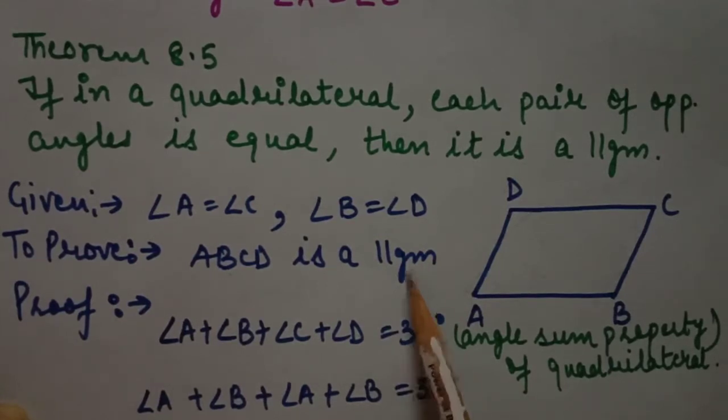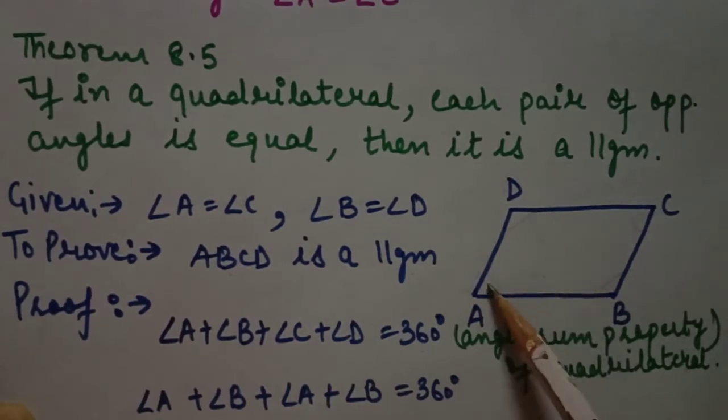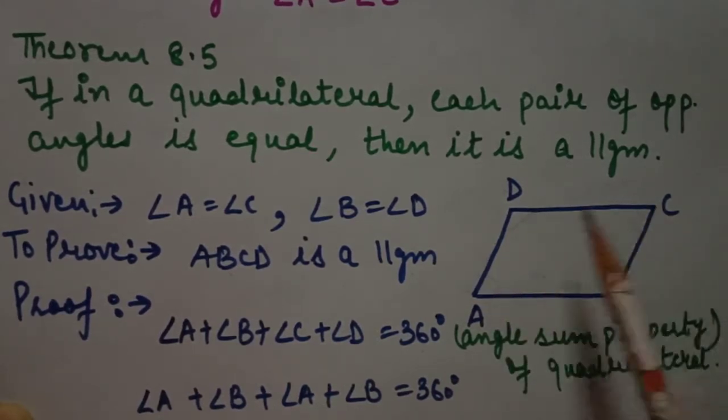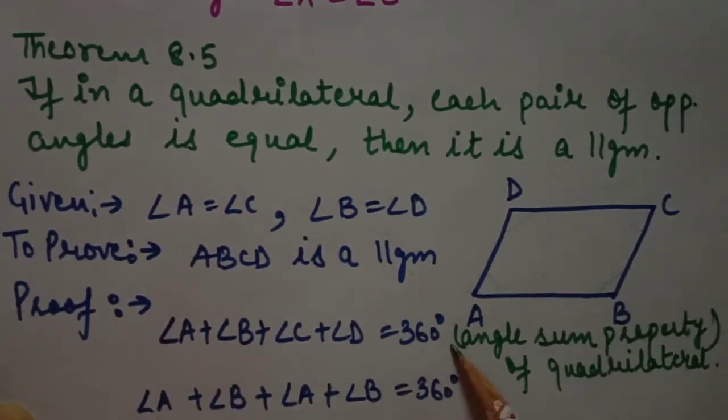So students, start with the solution. Proof. We know very well that the sum of all four angles of a quadrilateral is 360 degrees by the angle sum property of a quadrilateral. In our first lecture, we discussed the angle sum property of a quadrilateral also. You remember? You have to learn that theorem also. So students, angle A plus angle B plus angle C plus angle D is equal to 360 degrees.